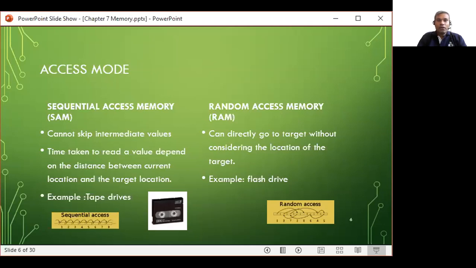Now, SAMs are used quite often for backups, because in a backup you don't regularly need to access different points. You just want to keep a point and record the data. In that sense, SAM is cost effective, like a tape drive, and you can store them. But in the case of using a computer the way we use it today, where you need to access different files from different locations, RAM is commonly used.